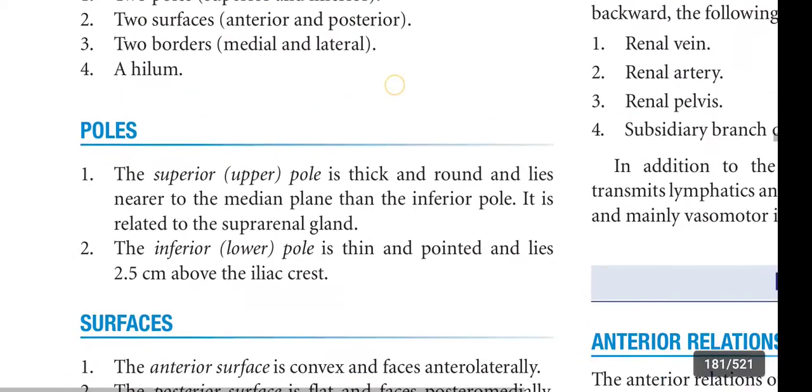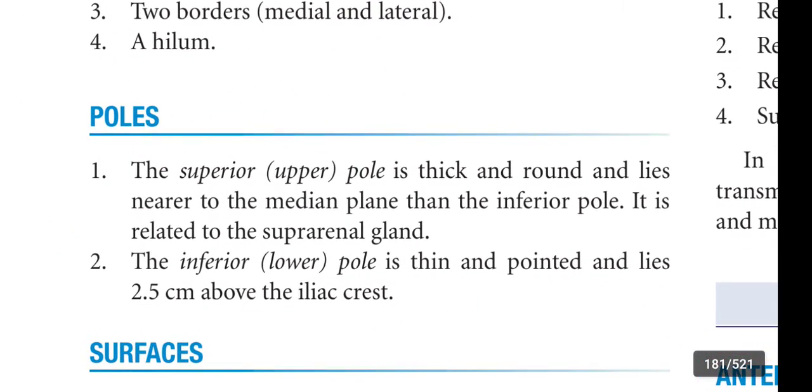Once again, the superior or upper pole is thick and round and lies nearer to the median plane than the inferior pole. It is related to the suprarenal gland. The inferior or lower pole is thin and pointed and lies 2.5 centimeters above the iliac crest. Okay, I think it is clear.